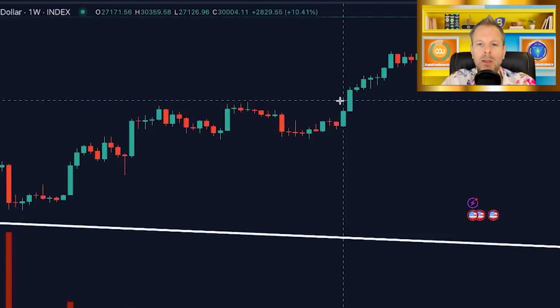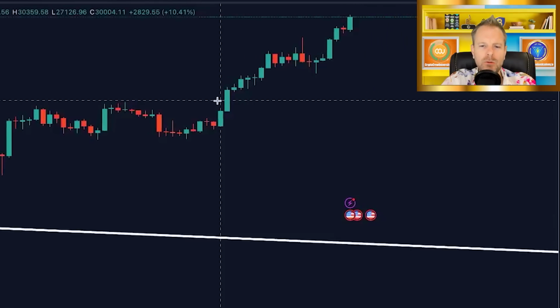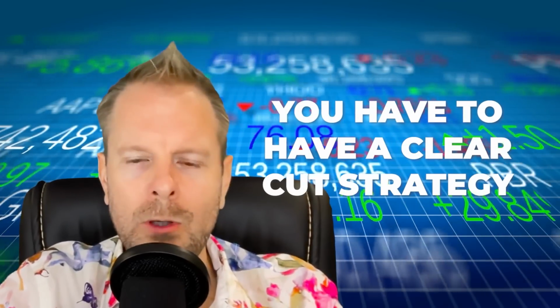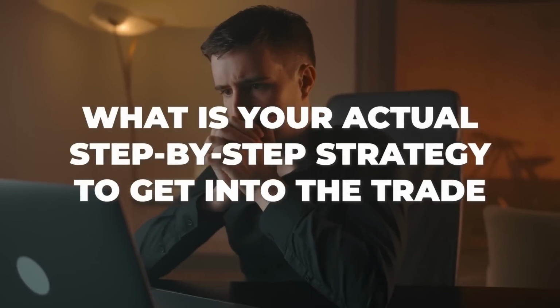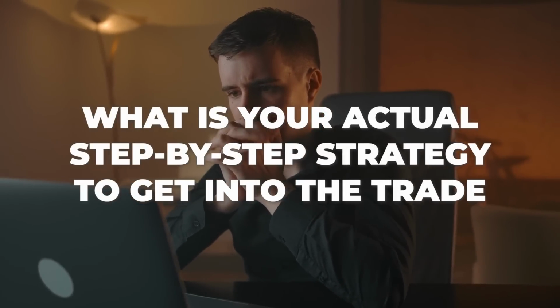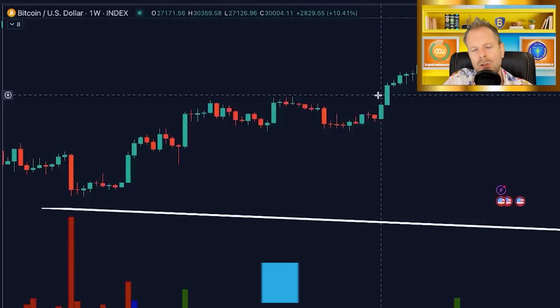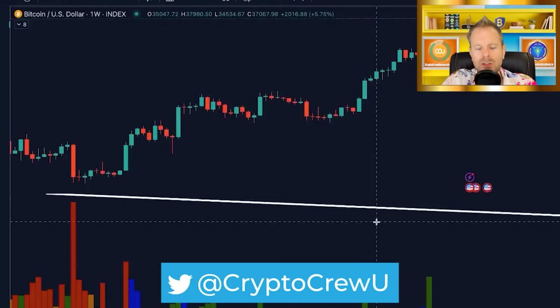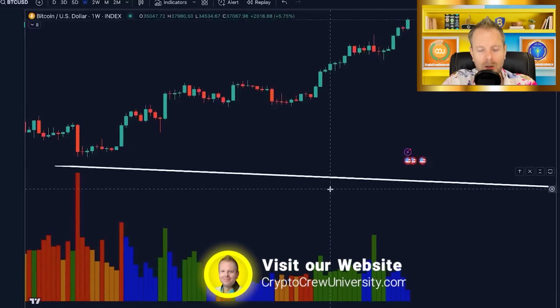And you have to be ready to jump on and add to your positions in these types of markets, but with a strategy. You have to have a clear-cut strategy before you enter a trade. You have to know exactly when you're going to get out of the trade and why you got into the trade. What is your actual step-by-step strategy to get into the trade, where your stop loss is going to be, what your risk and reward is going to be. You need to document it all in your trading journal. There are so many steps to the game. You can't just jump into a professional sport and hope for the best. It doesn't work that way.